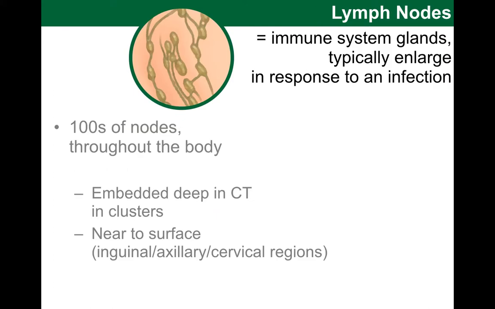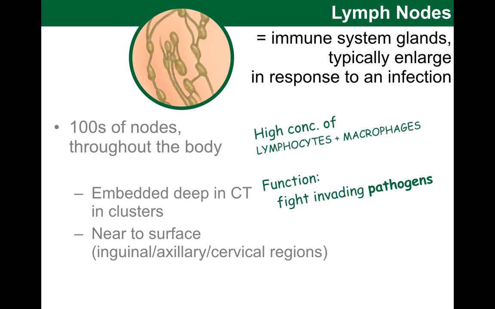Let's start by looking at the lymph nodes. Lymph nodes are glands of the immune system. They typically enlarge in response to a bacterial or viral infection. And they contain a high concentration of lymphocytes and macrophages, so their function is to fight pathogens. And there are hundreds of nodes found throughout the body. They are often found as groups or chains by the large lymphatic vessels.